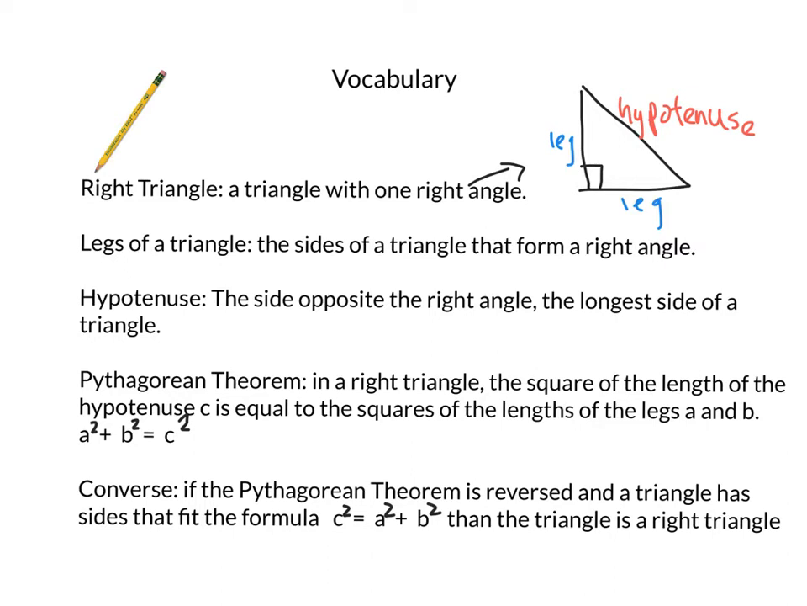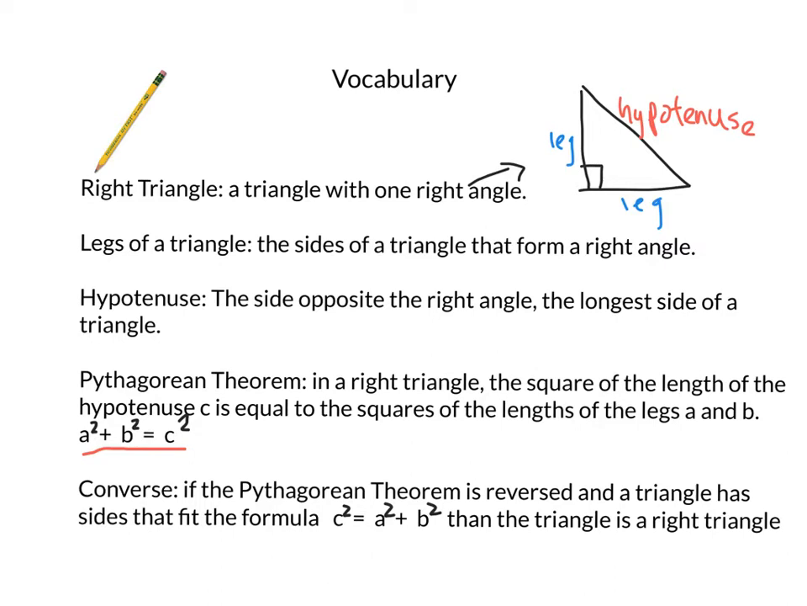So again, the Pythagorean theorem in a right triangle is the square of the length of the hypotenuse C is equal to the squares of the lengths of the legs A and B. This formula right here: leg A squared plus leg B squared equals hypotenuse squared, or C squared. We're also going to be talking about the converse of the Pythagorean theorem.